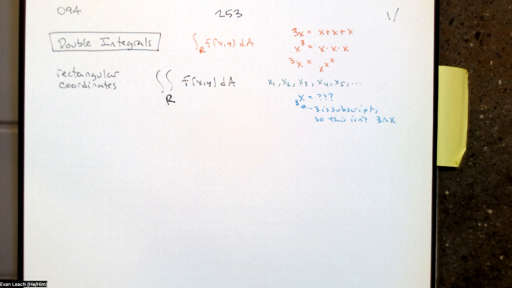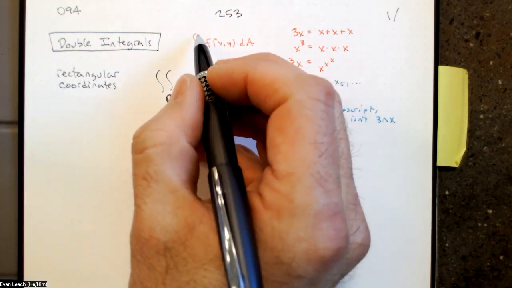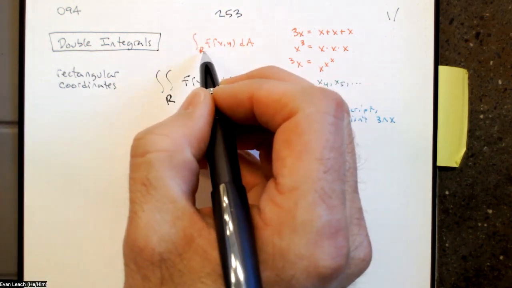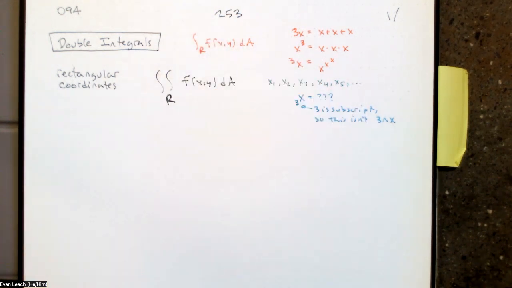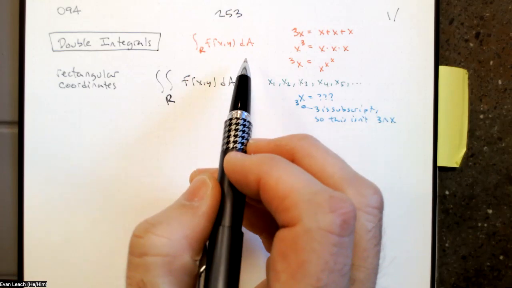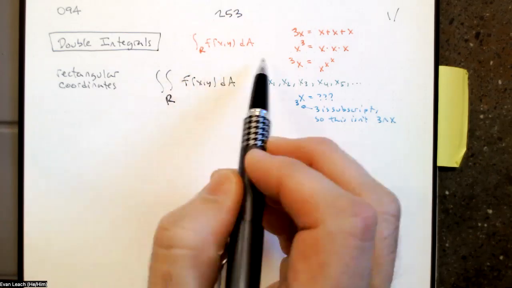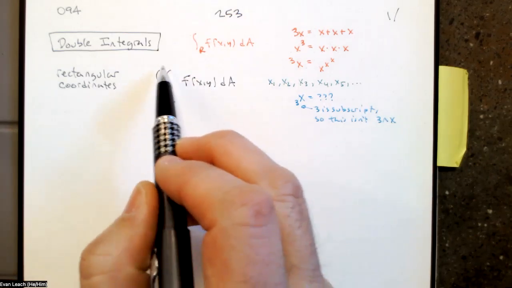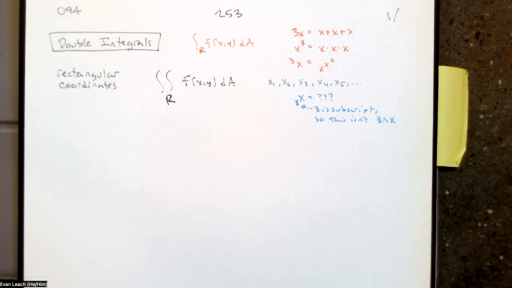Now, normally when we write a double integral of a function of two variables over an area, we write one integral symbol over a region R, and it's understood that this is a double integral because I've got a function of two variables and a dA, and an R for region. So I normally write it that way, but here I want to remind you, because we are new, that this is a double integral.